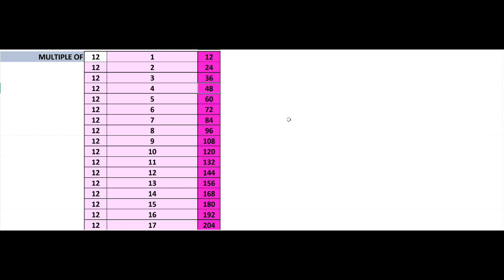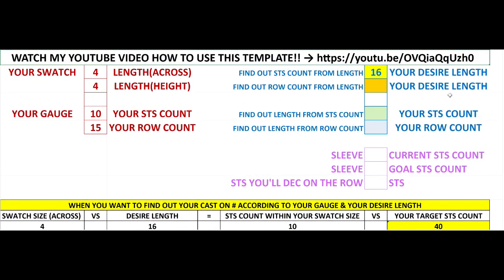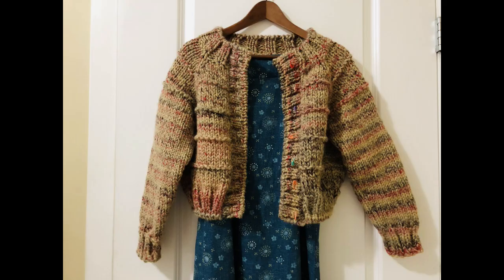This is quite a useful formula. So let's move on to actual knitting. My cast on number is 48, all right?